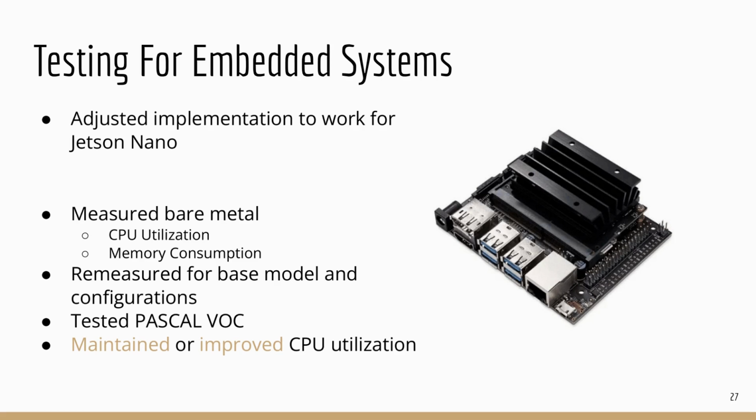Finally, to make sure that everything runs as expected, we ran it on an embedded system, which is a Jetson Nano. We measured the CPU utilization using the base model and after switching to one of the configurations. And we're able to see that in some examples, the CPU utilization was improved by using the smaller model or the smaller configuration.